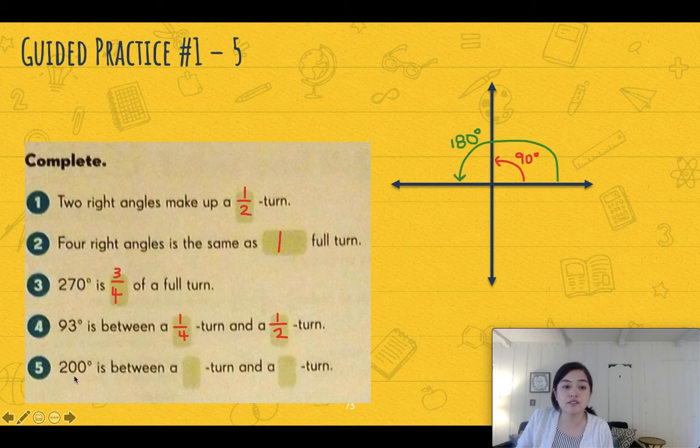All right, let's find where 200 degrees is. 200 degrees, so I know from here to here is 90, from here to here is 180, and from here all the way to here is 270. 200 degrees is between 180 and 270 here. So it's between half of a turn and 3/4 of a turn.